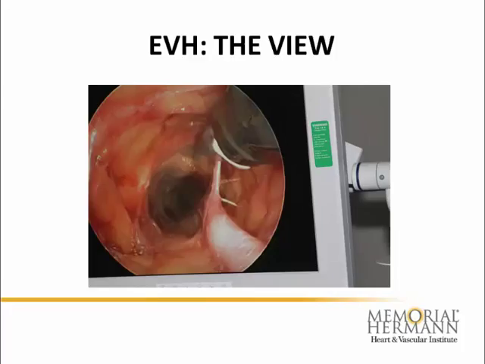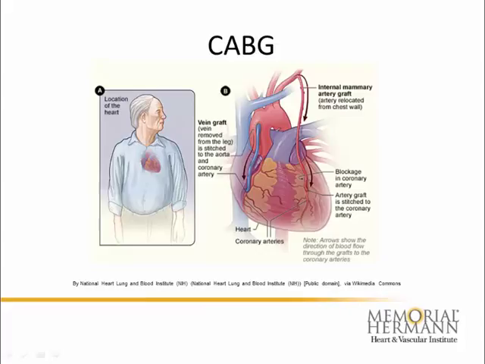An actual picture of how the vein looks while it is being harvested. You can see the saphenous vein here, with branches coming off of it that are able to be divided through the scope, and in this way we can tunnel this out and harvest it with hopefully less discomfort postoperatively and a decreased incidence of leg infections and other problems that everybody has heard about having. And so we're trying to make it a better procedure.